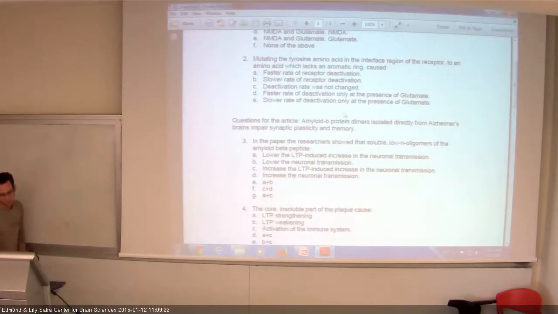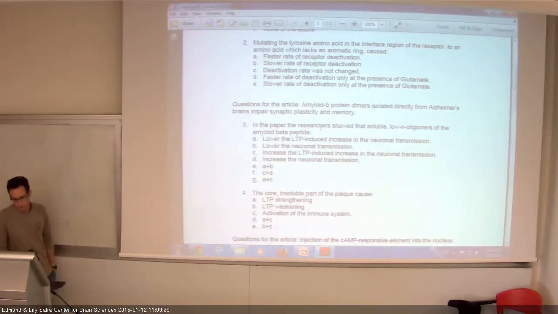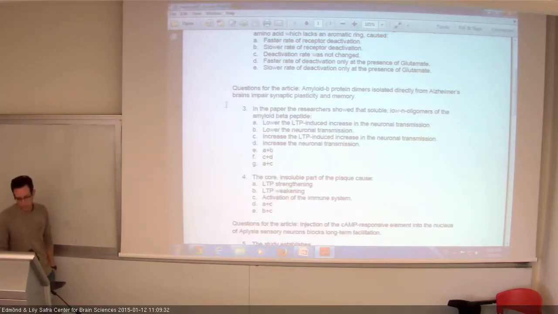Okay, now it's about the amyloid beta protein dimers isolated directly from Alzheimer's brain impairing synaptic plasticity and memory, the one we went over last time. So in the paper, the researchers showed that soluble low-n oligomers, this is the nickname that they gave to this species of the amyloid beta peptide, do what? Lower the LTP-induced increase in the neuronal transmission, lower the neuronal transmission per se, meaning the baseline itself, without talking about LTP or not LTP, or do the same in the opposite direction, an increase, or any combination of the first four. What do you think?